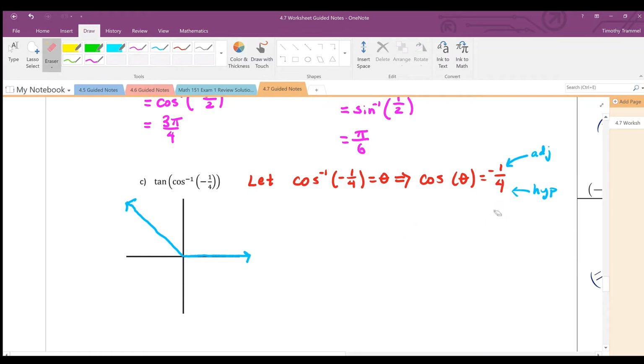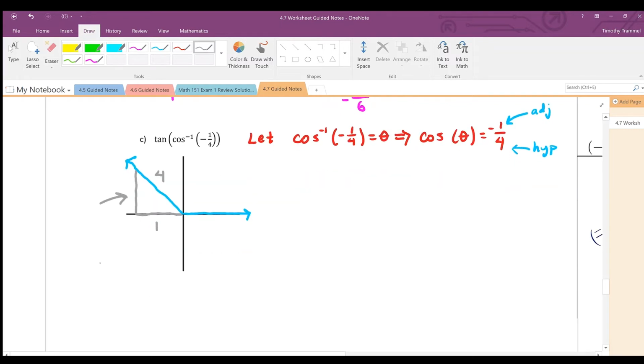So next on our list is to include this adjacent side and hypotenuse. So if I turn this into a triangle, I know that the adjacent side to our angle should be of length 1, and I know the hypotenuse should be of length 4. And one more thing, we're missing this side over here, and we might need that because tangent is equal to opposite over adjacent. So let's go ahead and compute that.